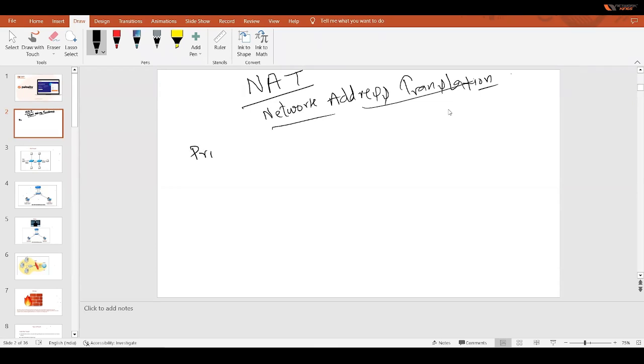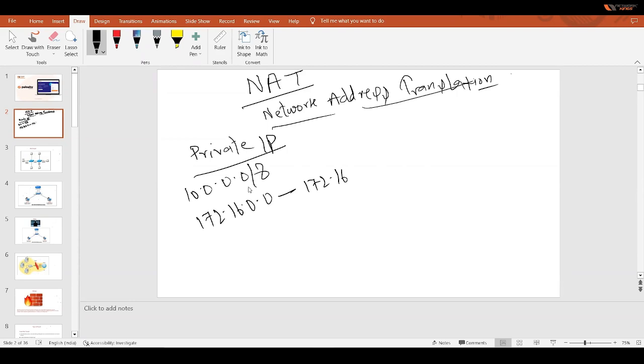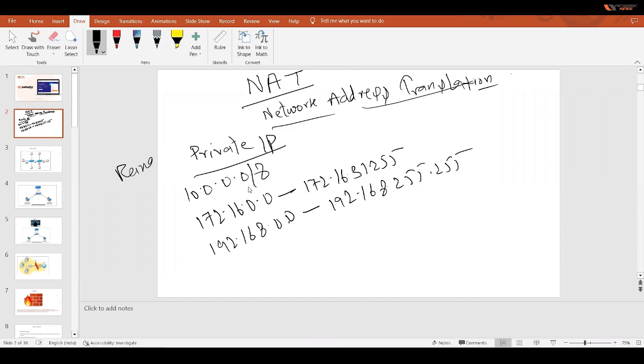So where is NAT actually used? We know what is private IP. So private IP: 10.0.0.0/8, 172.16.0.0 to 172.16.31.255, and 192.168.0.0 to 192.168.255.255. So this is the range of private IPs, guys. Okay, this is the range of private IPs.